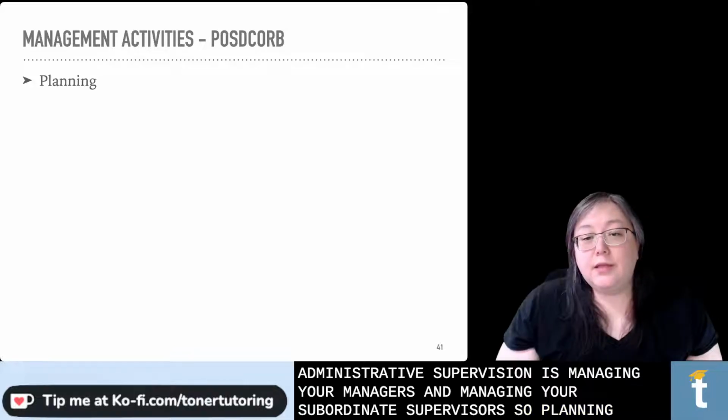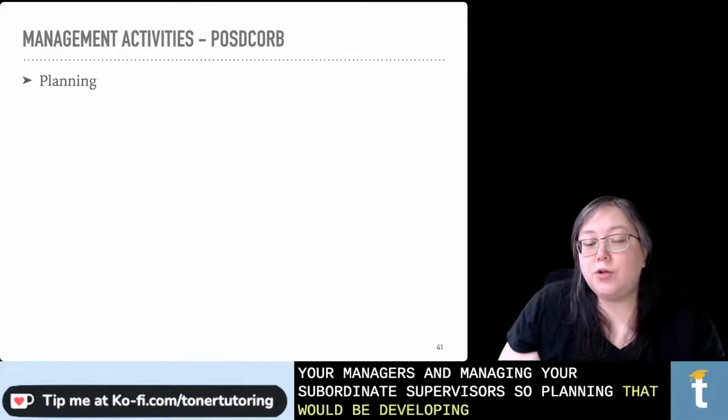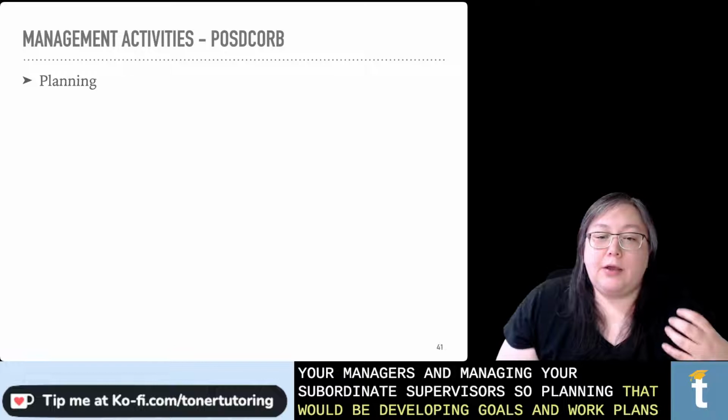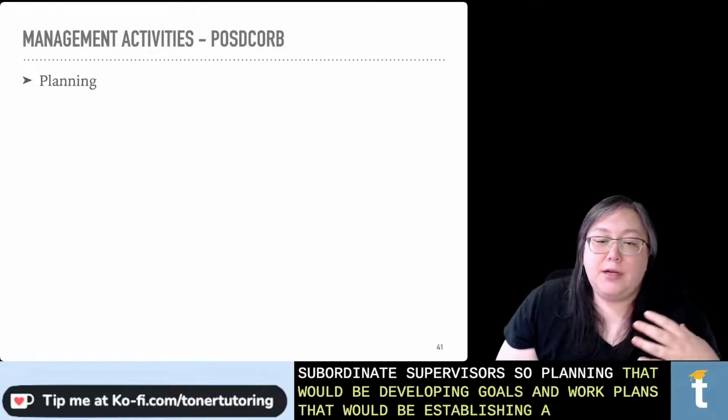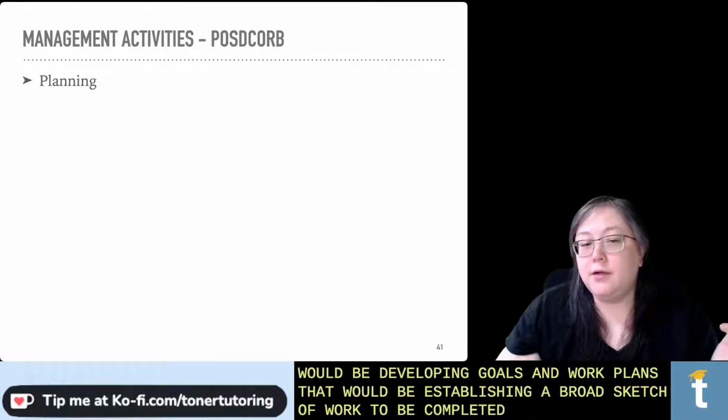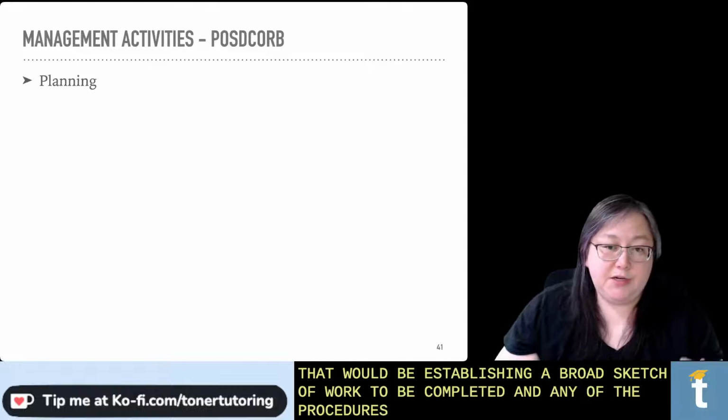So planning. That would be developing goals and work plans, establishing a broad sketch of work to be completed and any of the procedures that we need to implement that.